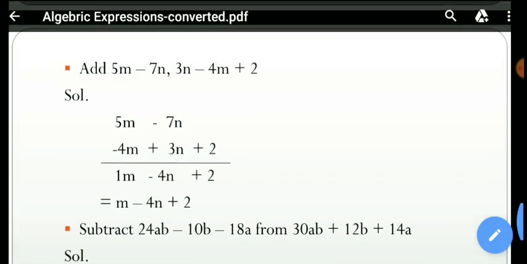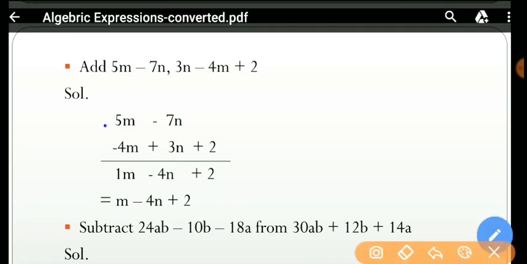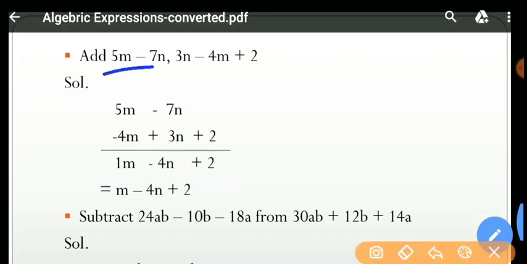The important thing is that below this 5m, you must write the like terms. Below this 7n, you must write the like terms. And the plus 2, there is no other term left in the first. So only plus 2 is here. So 5m minus 4m, what is it? 5m minus 4m, what remains? 1. So 1m, minus 7 plus 3.